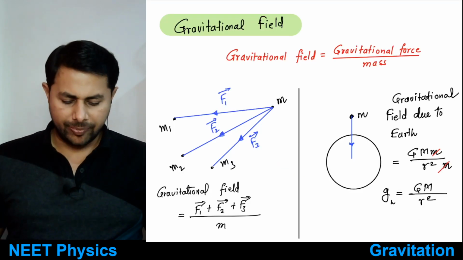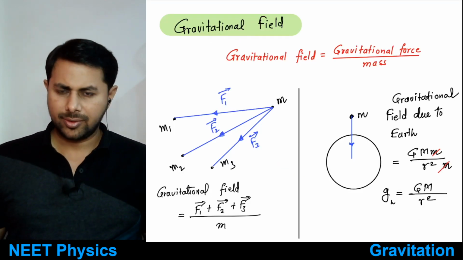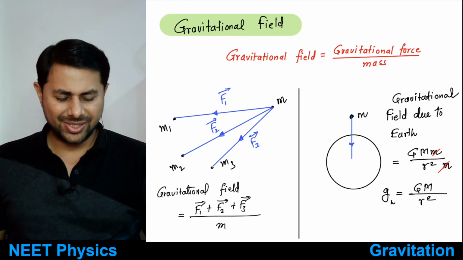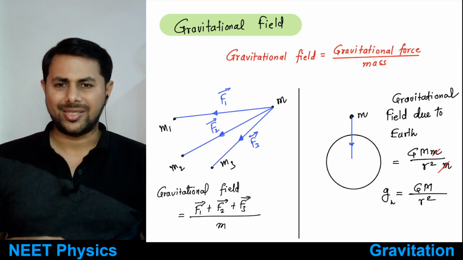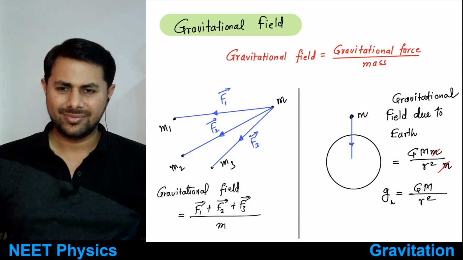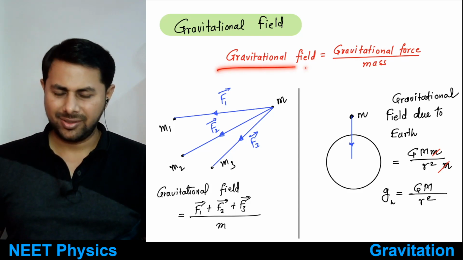Okay, so then there is one small concept called gravitational field. So what is gravitational field? It is just gravitational force per unit mass. Means it is acceleration due to gravity only. Right? What is gravitational field?